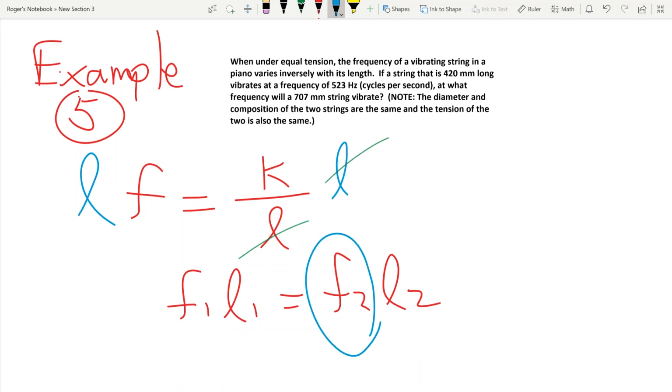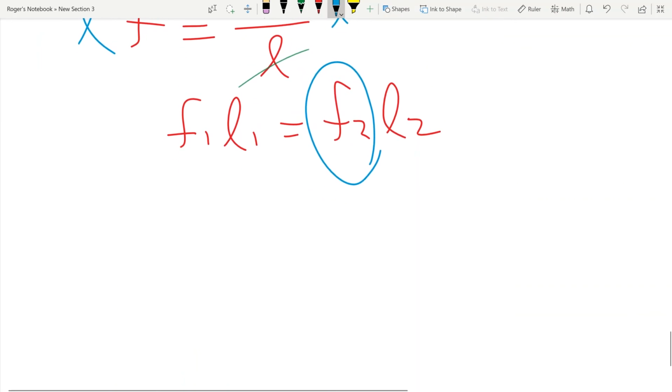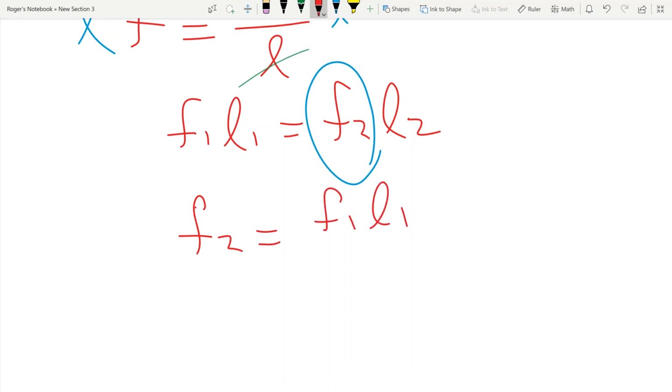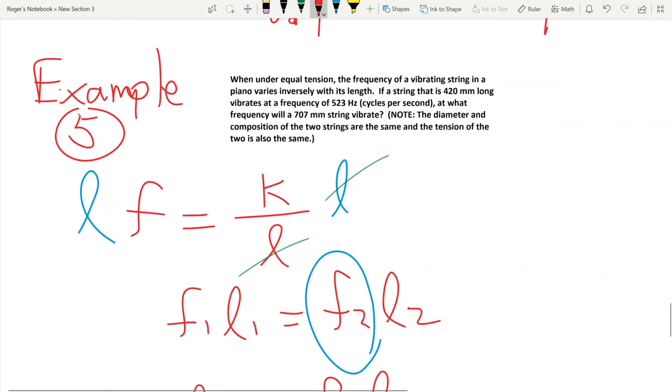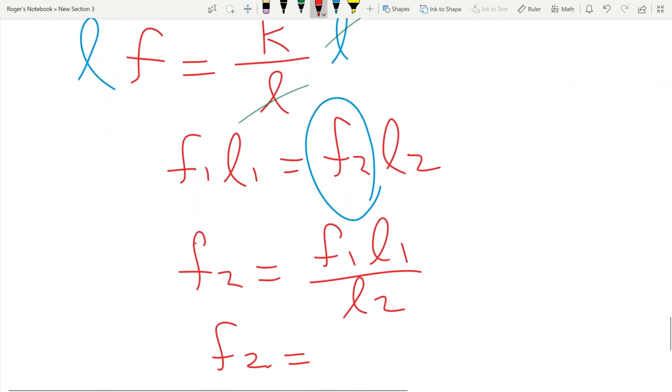So they give us the first set of data, then they ask at what frequency will a string of 707 millimeters vibrate. So we take this little equation and we solve it for F2. F2 is going to be equal to F1 L1 divided by L2. I'm dividing both sides by L2. So frequency number 2 is going to be equal to frequency 1. What was the first frequency? Coming back up here, first frequency was 523 at 420.